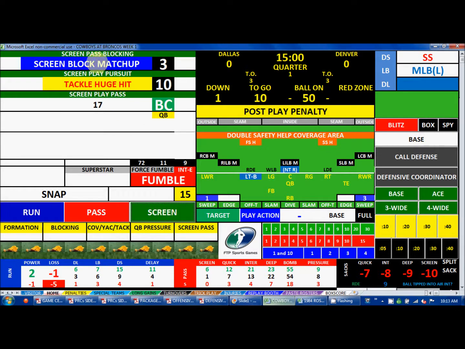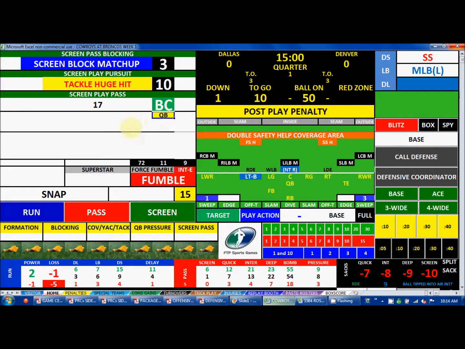Do it again. All right, the screen block matchup between the left tackle and the backup nose tackle. You compare those two numbers and you use this down here to determine if the blocking is provided. One's pretty low, so most likely screen blocking was provided on the play. Is it complete? Yes or no? And then who pursues? It's the strong safety because it's number 17. Is he able to make a tackle with a huge hit?